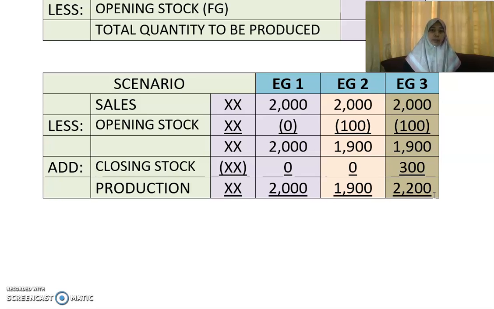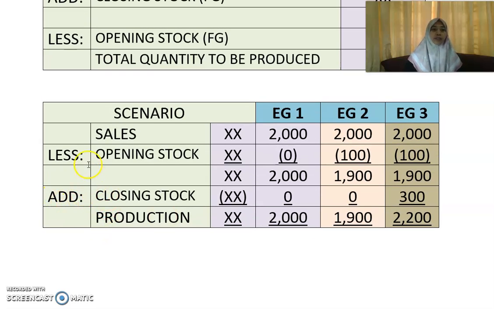Okay. So I repeat, if you don't have any opening or closing stock, that means how many units that you need to sell equals the production. If you intend to sell 2,000 units, you don't have any opening or closing stock, 2,000 needs to be produced. If you already have opening stock of 100 in this case, then you just need to produce 1,900 units. But if you intend to have a closing stock of, let's say 300, that means you need to produce 2,200 units.